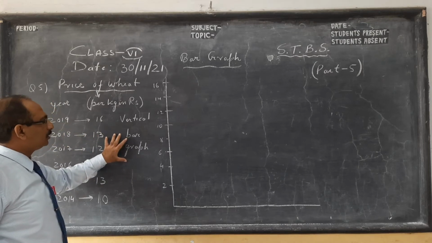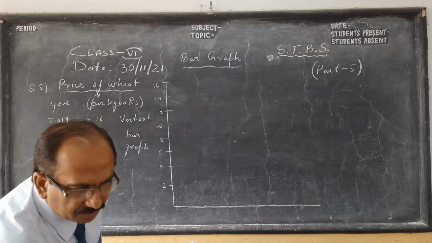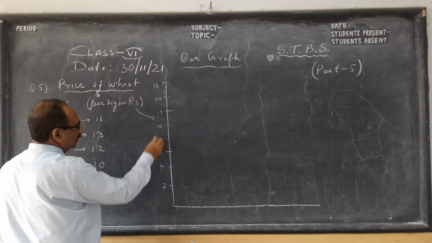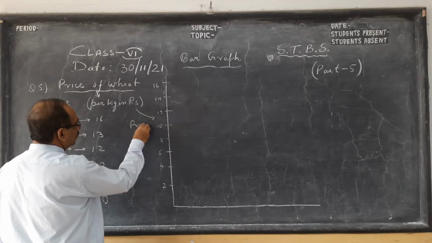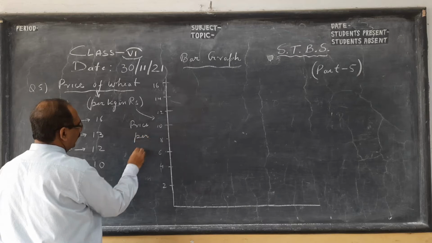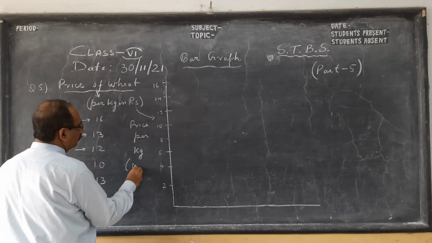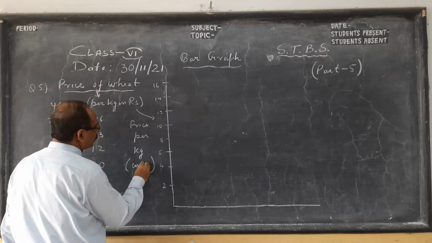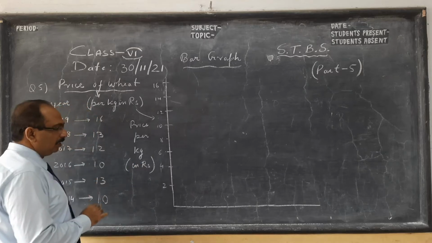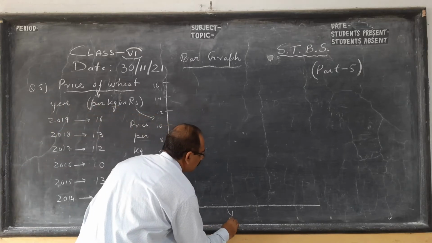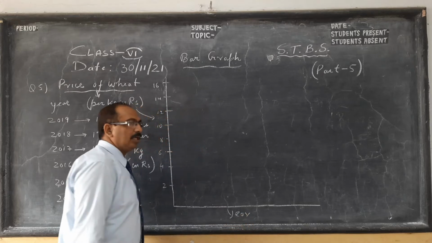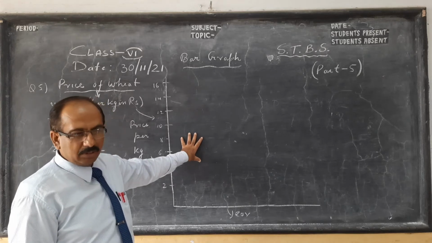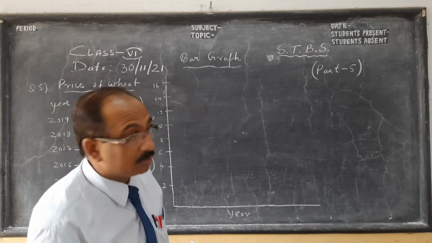Remember, this is a vertical bar graph. Here this is price per kg. On the y-axis we write price per kg in rupees, because in India we use the rupee, and you see we have a new way of writing the symbol of rupees also. And here we will see year. On this axis, children, we will take year.